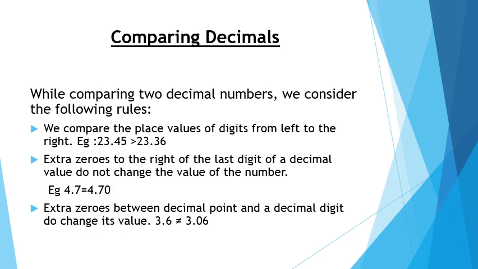Second point is that extra zeros, when you add extra zeros after a decimal point, do not change the value of the number. For example, 4.7 can be written as 4.70 or 4.700. So any number of zeros after the decimal will not change its value. But you have to be careful. The extra zeros between decimal point and a decimal digit will change its value. 3.6 is not equal to 3.06.